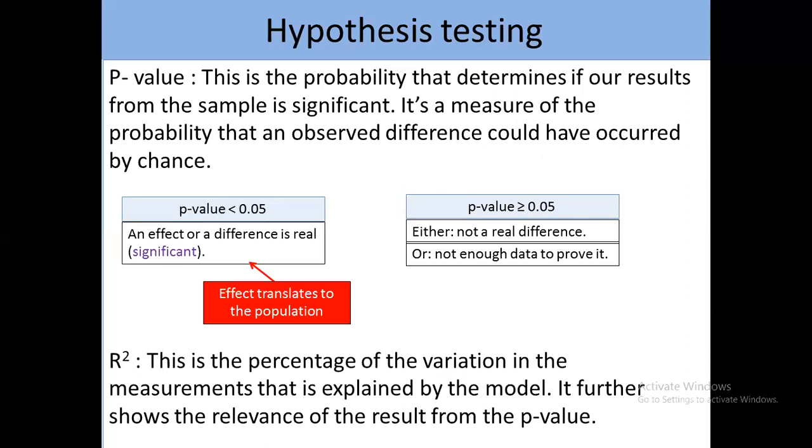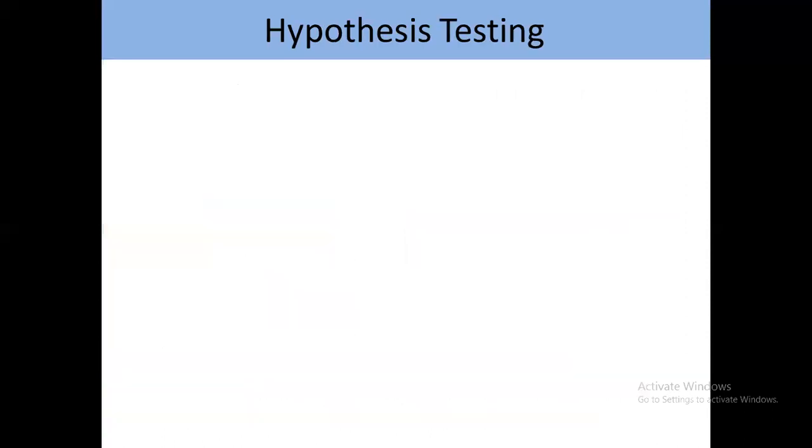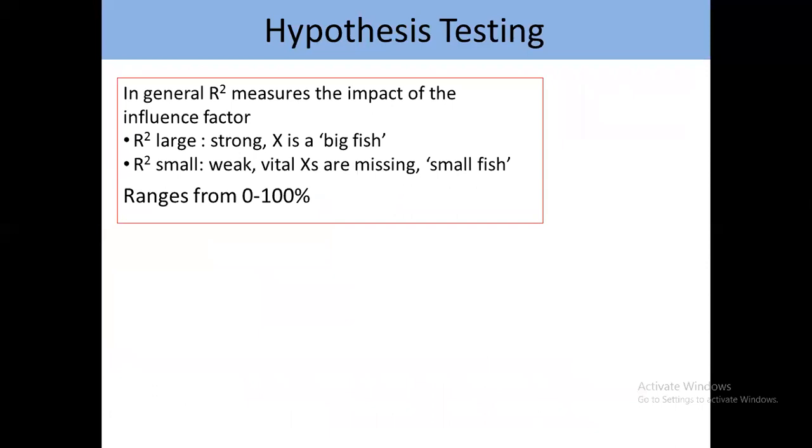Now, another thing that we will look at, aside from the p-value, is the R squared. The R squared is the percentage of variation in the measurement that is explained by the model. So R squared tells us how relevant our p-value is. Aside from knowing how significant your findings are, you need to know the R squared value, and it ranges from 0 to 100%.